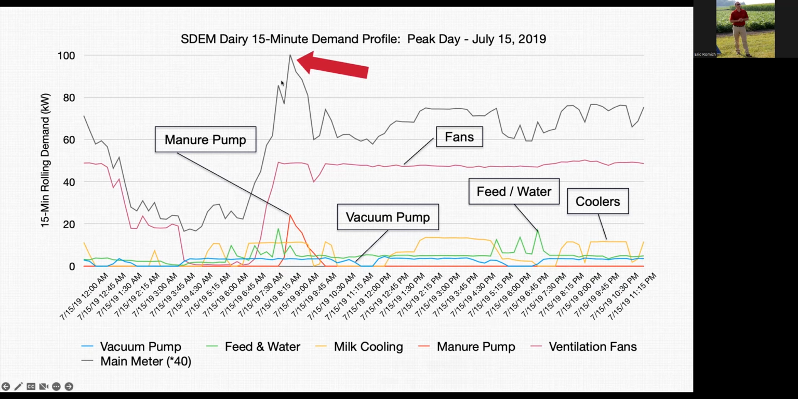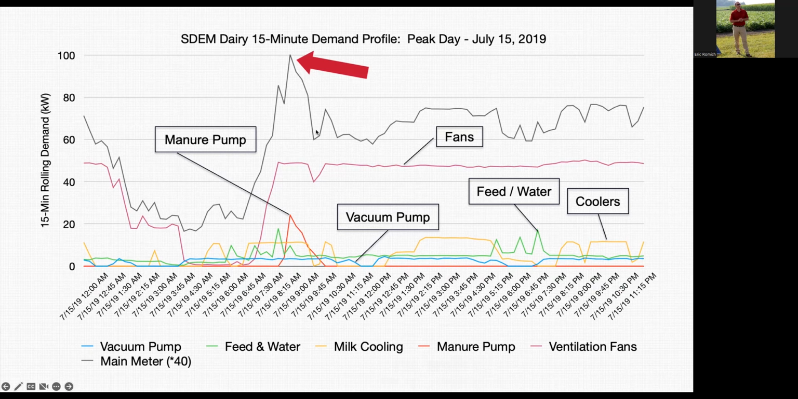Just as a reminder, we're trying to track down this 15-minute spike to see what's causing that. And again, the gray line that we see is the total peak demand on that farm. So you really have to visualize all of these other operations in a stacked form to reach that peak. If you imagine off this fan load here, we'd start to stack our vacuum pump load on top of that, and then the feed and water load on top of that, and then the milk cooling load, and then finally our manure pump.